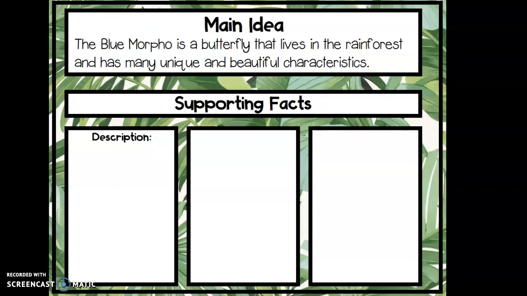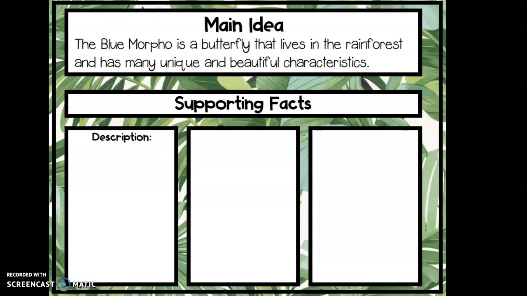So now I'm going to begin looking at the main idea for my 5-paragraph essay on the blue morpho. This is my introductory sentence in my first paragraph. The blue morpho is a butterfly that lives in the rainforest and has many unique and beautiful characteristics. So I need to now separate the information that I have gathered to be able to identify what each paragraph is going to be about. So this first rectangle here on the left is going to be the description.